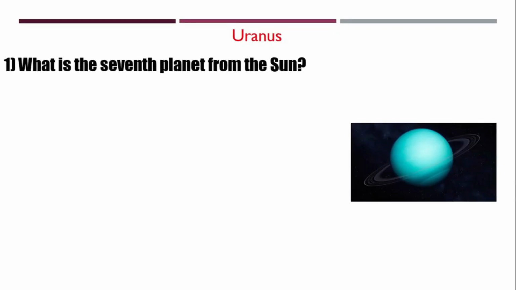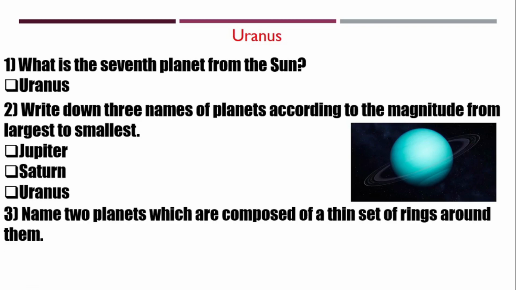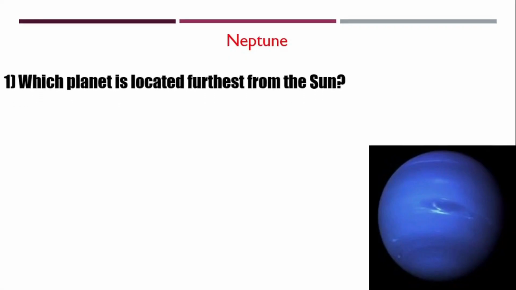Uranus. What is the seventh planet from the Sun? Uranus. Write down 3 names of planets according to the magnitude from largest to smallest. Jupiter, Saturn, Uranus. Name 2 planets which are composed of a thin set of rings around them. Saturn, Uranus. Neptune. Which planet is located furthest from the Sun?